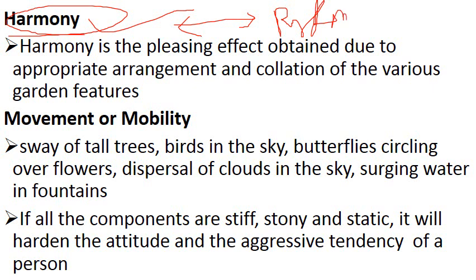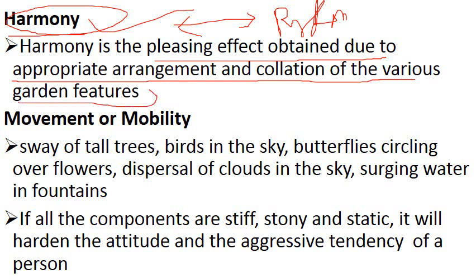Harmony means we don't need to repeat the same feature, because it is the pleasing effect obtained due to the appropriate arrangement and collection of various garden features. It means we will arrange and collect the garden features differently, not in a rhythmic manner.